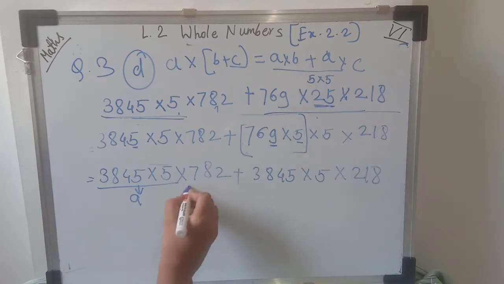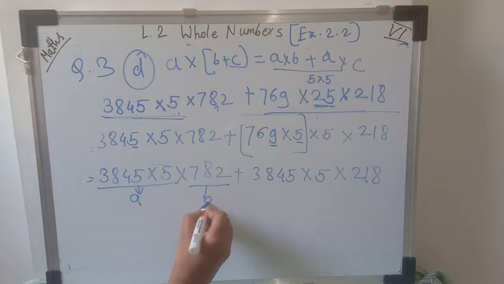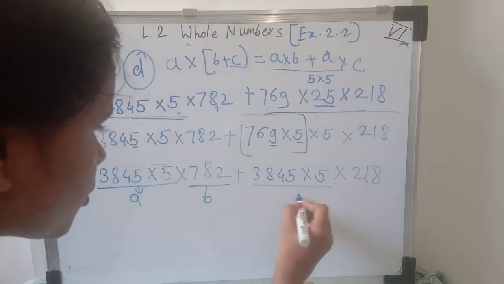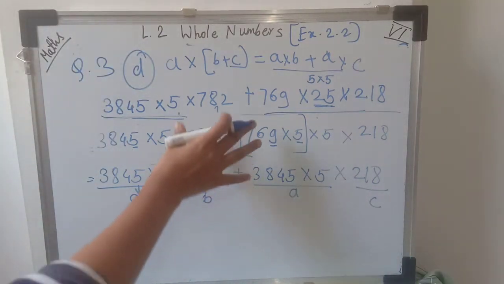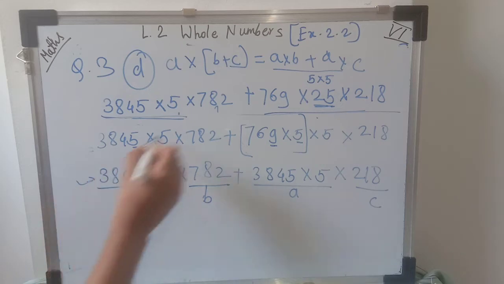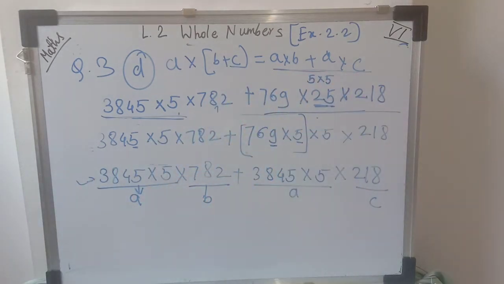Then 782 will be B. This is also A and this is C. Now this equation is in this form. We have to convert it and then solve.